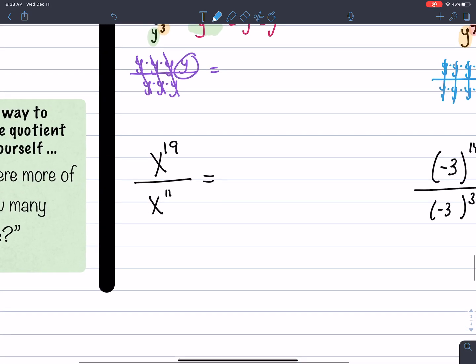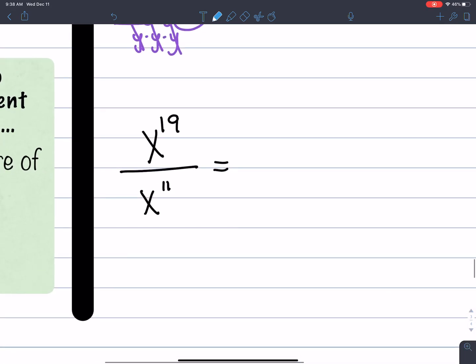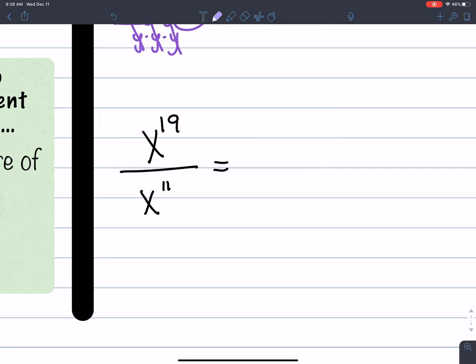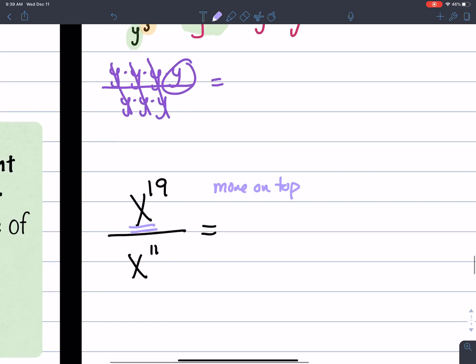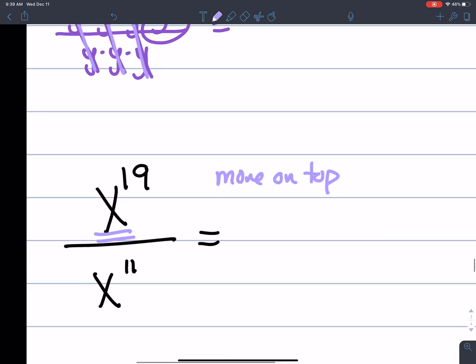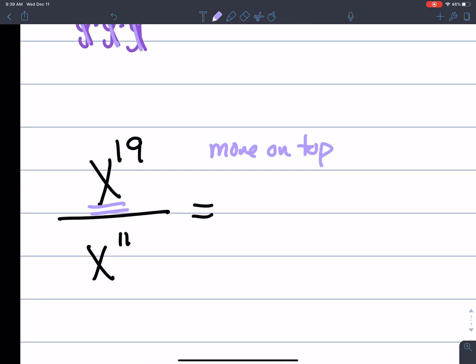So let's try that method with this example. If I had x to the 19 on top and x to the 11 on the bottom, if I had to write this all out, I would write 19 x's on top and I'd write 11 on the bottom. So I can see that there's more on top. So after I cancel, if there was more on top to begin with, all the ones on the bottom are canceled by all the ones on the top, but we're left with stuff on top. So if there was more x's on top of this fraction after we cancel, there would only be x's left on top.